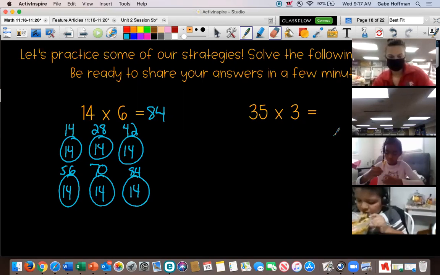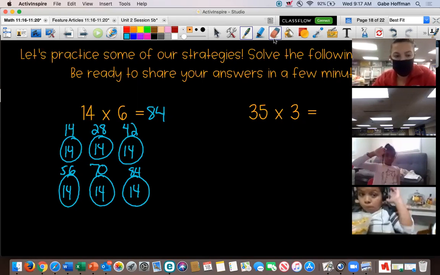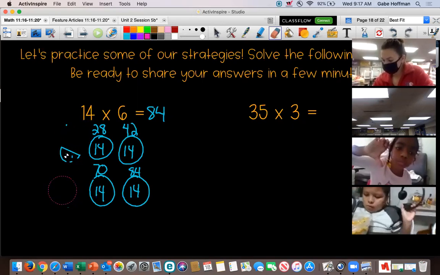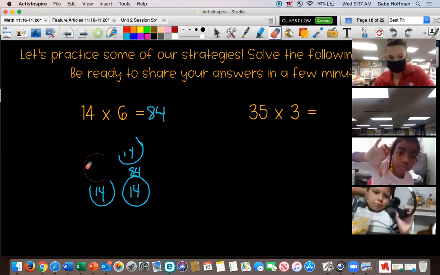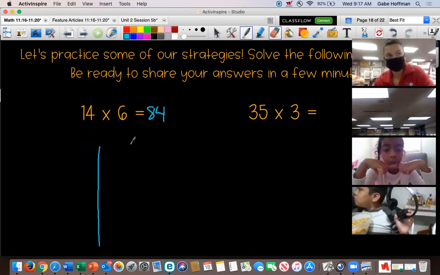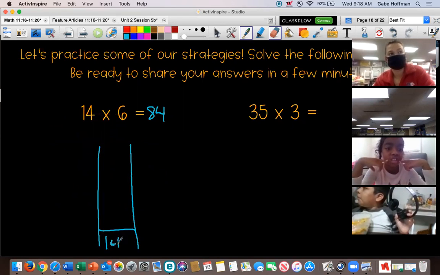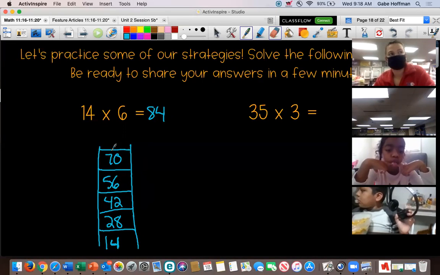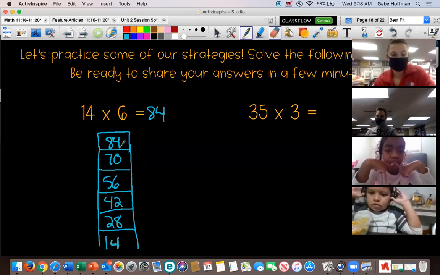Another great way to do that, if you're just going to count by the number rather than drawing 14 in every circle: do you guys remember when we did multiple towers? So you could make a multiple tower and count by the number: 14, 28, 42, 56, 70, and then 84. So you could do a multiple tower, right?